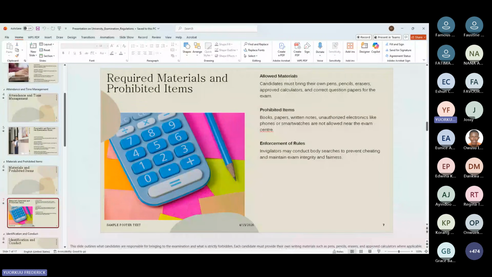An invigilator can call you at any time for you to stand up for him to search you. So you will have to avail yourself for such searches. Again, if you ask for permission to go out, they can search you before allowing you to go out.